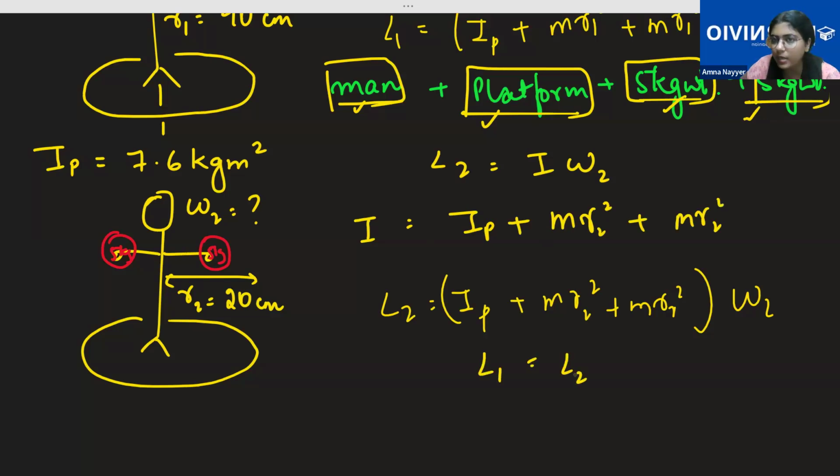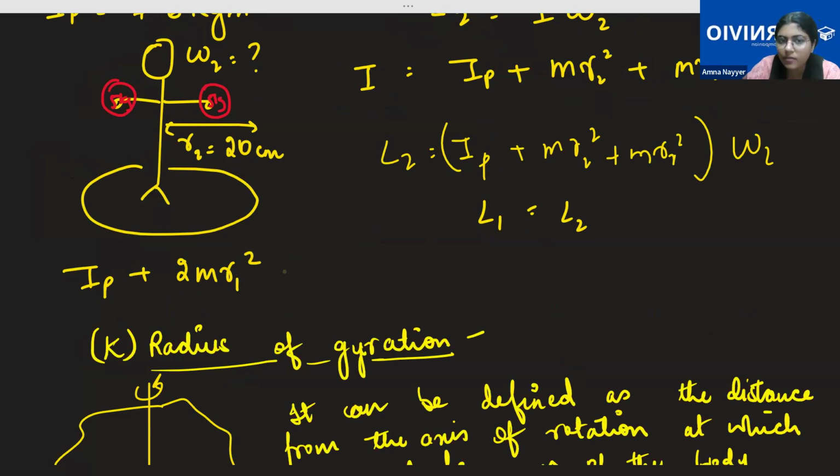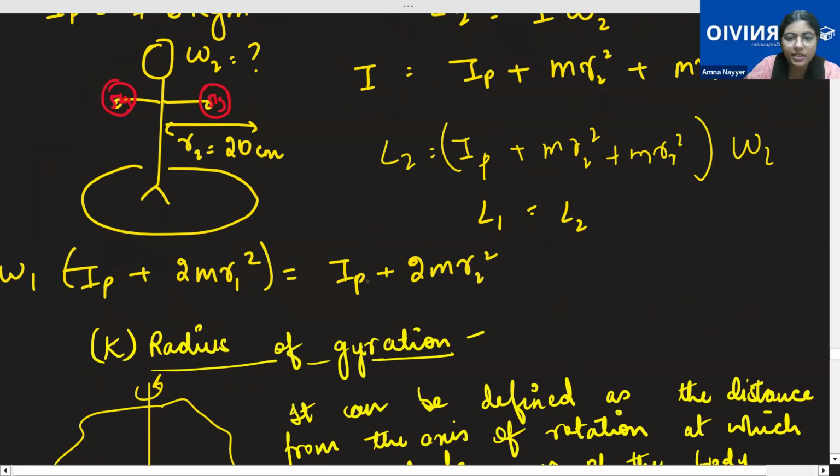L1 is equal to L2. So what you do, you combine both of these. I_P plus m r1 square plus m r1 square is 2m r1 square, equal to I_P plus 2m r2 square. Sorry, I forgot to write the velocities: omega 1 and omega 2.